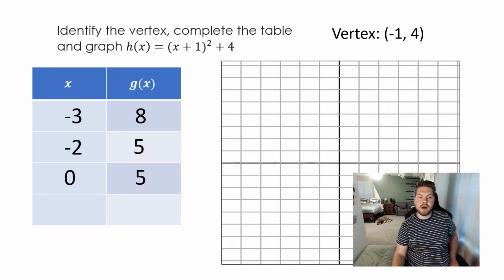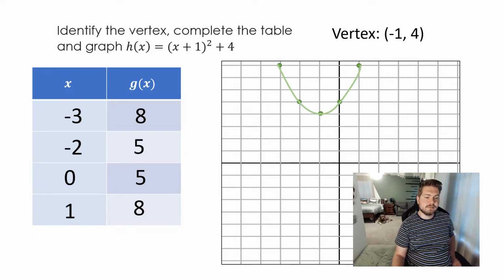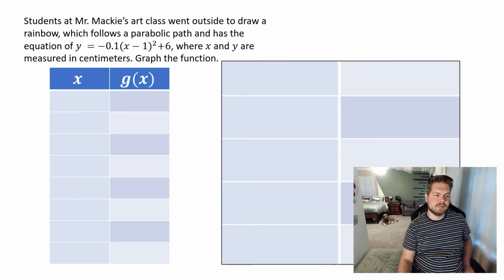Okay, now let's plug in 1. 1 plus 1 is 2. 2 squared is 4. 4 plus 4 is 8. So we have a rough graph already. So let's go ahead and plot those points. Let's go to negative 3, 8, negative 2, 5, negative 1, 4, 0, 5, and then 1, 8. And that's our graph. It's hopefully easy peasy. I hope you find this easy peasy. All right, let's move on to the next one.